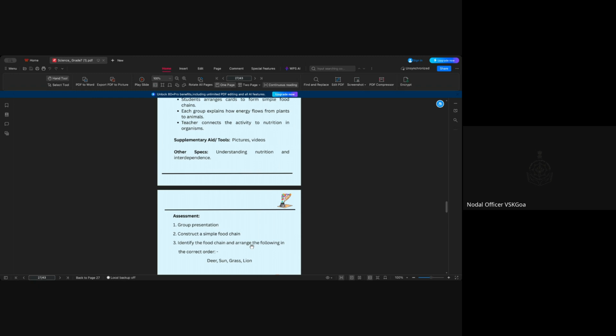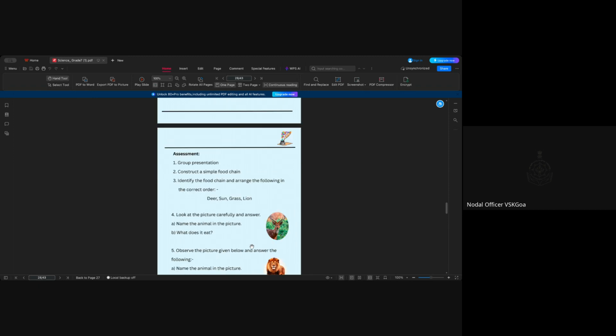So assessment can be a group presentation. You can tell them to display this on the desk, and a group of students can have a walk around to see how they are arranged. Give 3 to 4 sets or maybe 5 sets of different food chains. At last, you can also make an extended activity wherein they join these different food chains and make a food web. That can be the extended part to this activity. Okay, these are certain questions just given for reference.